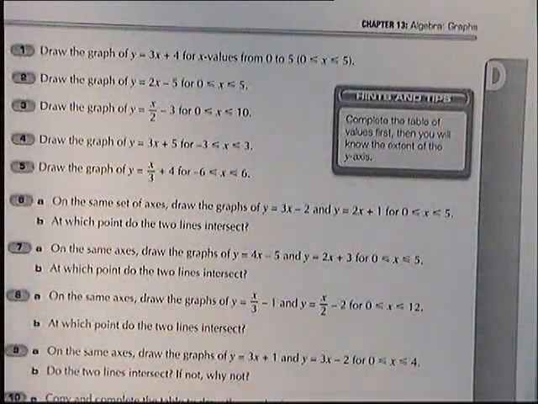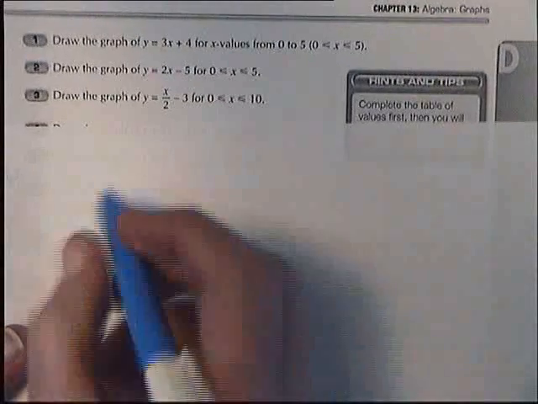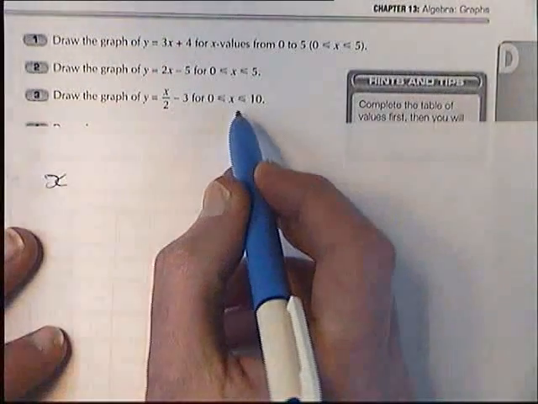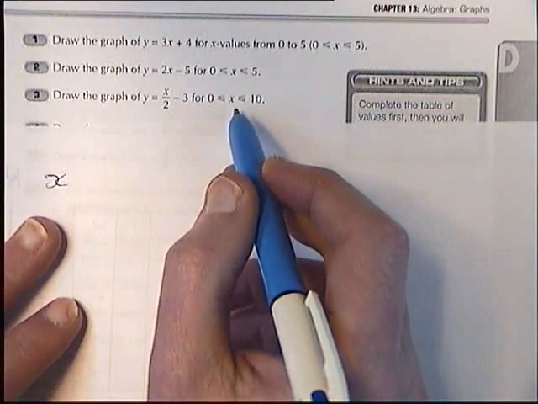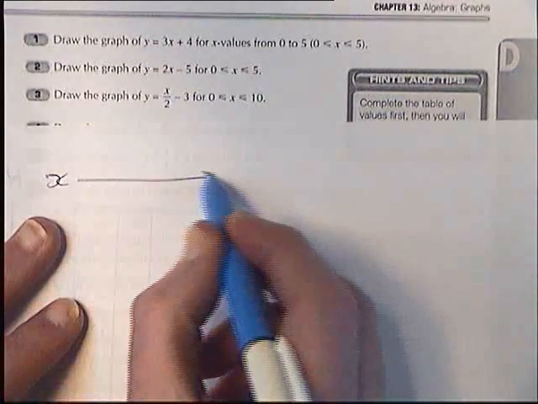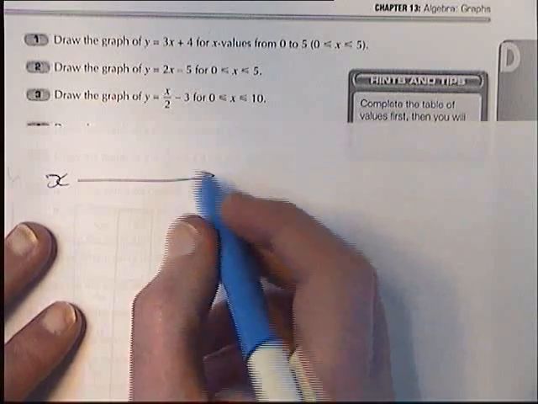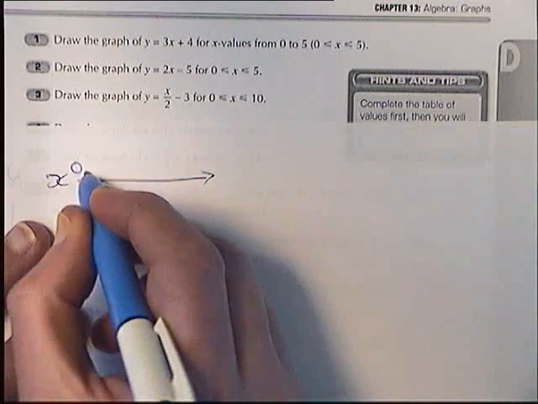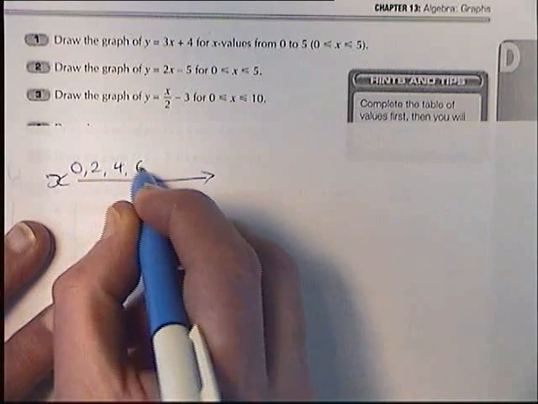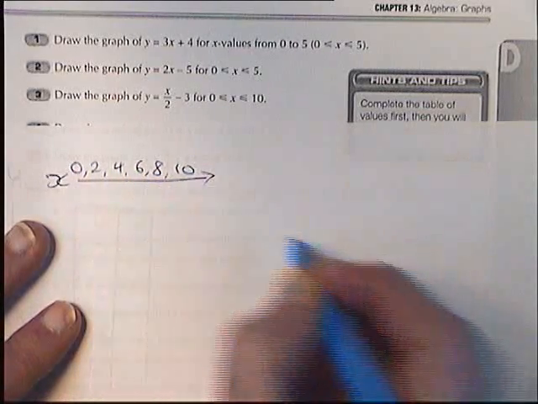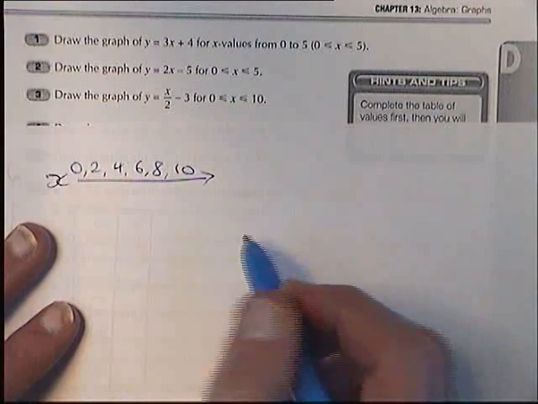If we look at question 3, on your diagram, you're starting with X numbers. Now this time they're saying you want X numbers to be from 0 to 10. There's no need to do all of them: 0, 1, 2, 3, 4, 5, 6, 7, 8, 9, 10. I would just skip some and do 0, 2, 4, 6, 8 and 10. That's quite enough to have 6 numbers.